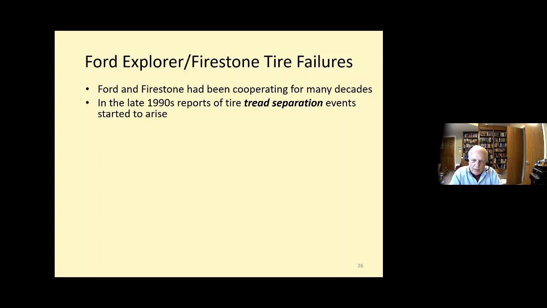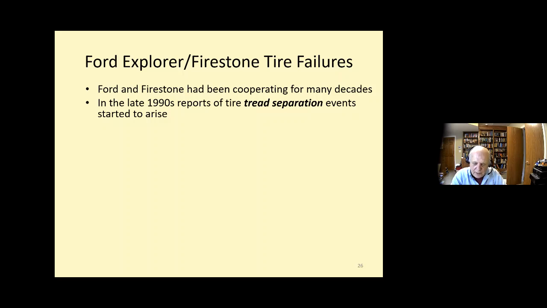Again, there's been quite a bit of documentation on this problem, but basically Ford and Firestone. So Ford manufactures automobiles, trucks, and so forth, as everybody knows, and Firestone manufactures tires. And Ford and Firestone have been cooperating for decades, Firestone being a key supplier of tires to Ford. But in the late 1990s, reports of tread separation failures began to come in. So again, here it is, just like the problem I told you about before. You have a product in the field, and then there's some early failures. That's what they were seeing here.